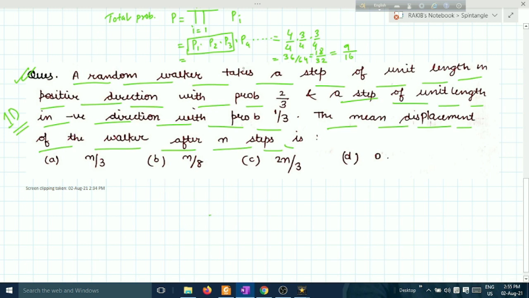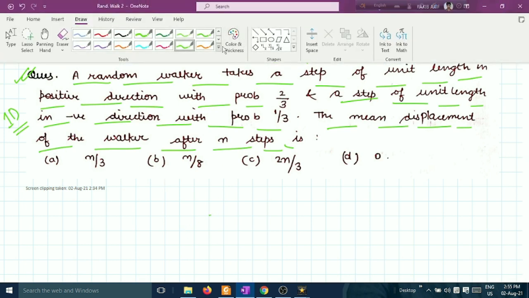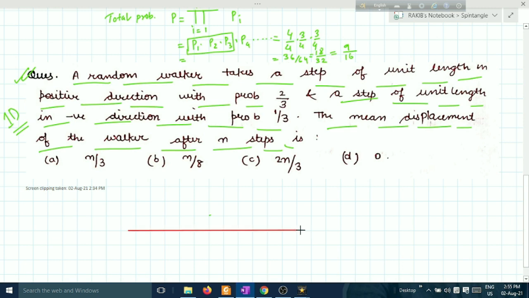Okay, let's say one thing that I am taking a reading. This is the path. Suppose the walker is standing on this point, the point x equals 0.